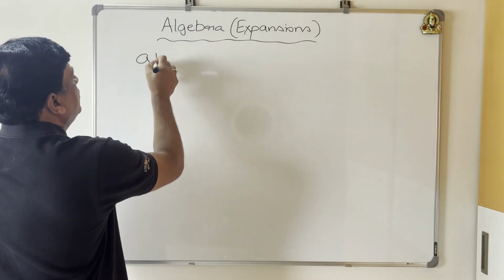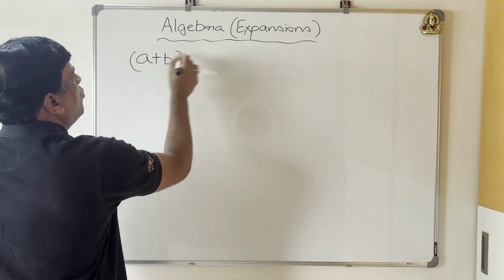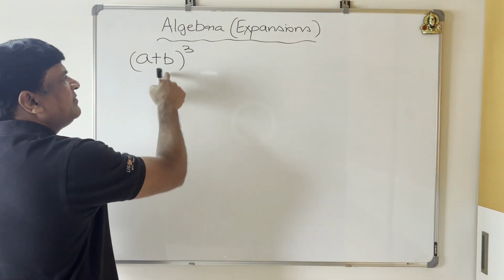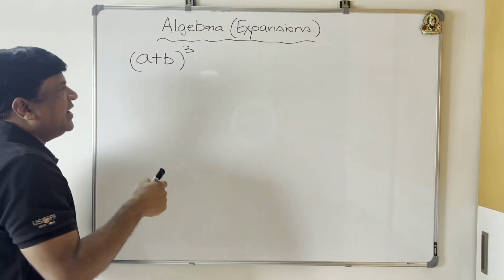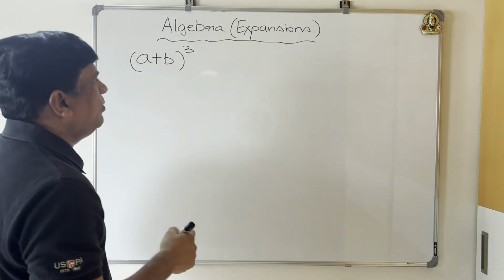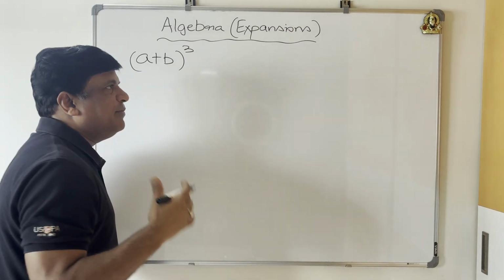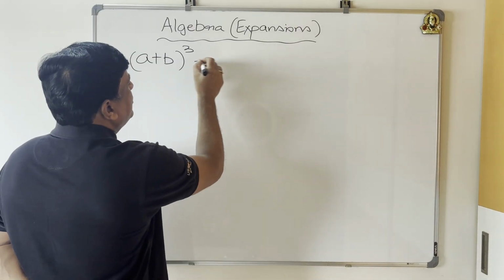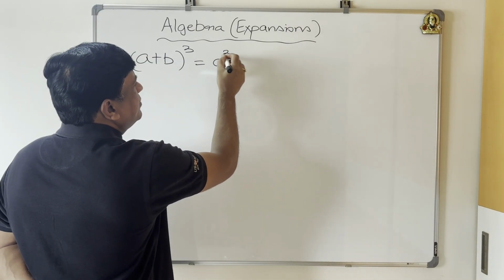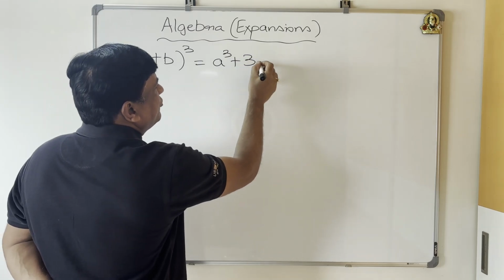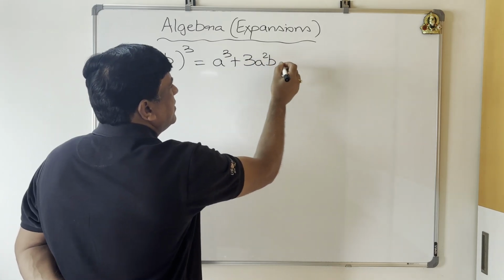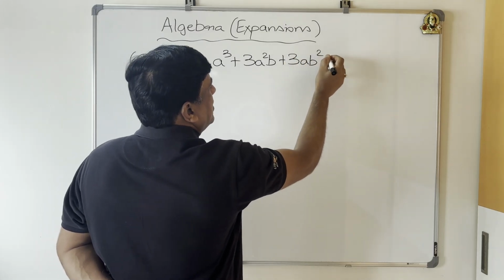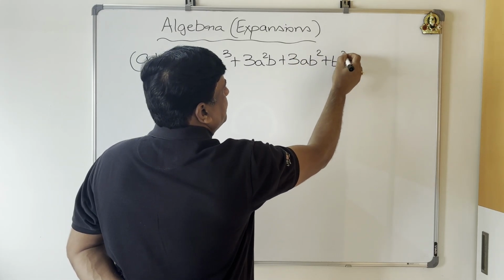(a + b)³. What is (a + b)³? It is (a + b)(a + b)(a + b). When you get these kind of problems, what are you going to do? If you know the formula beforehand, it will be very easy to solve problems. So what do you get? You get a³ + 3a²b + 3ab² + b³. Okay?